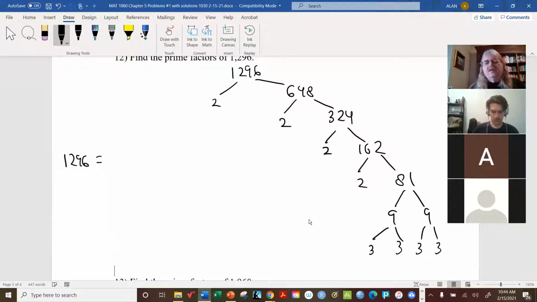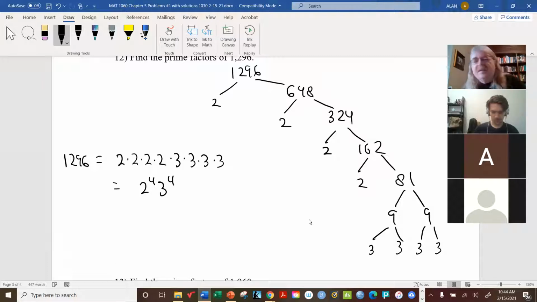I've got 1, 2, 3, 4 2's and 4 3's. Man, that's a lot. And of course, you might be tempted to write it as 2 to the 4th times 3 to the 4th, because it means the same thing. This is the prime factorization of 1296.